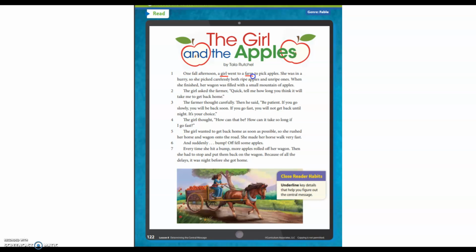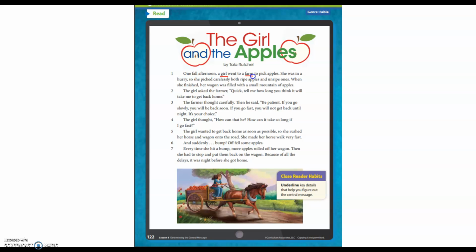The girl thought, "How can that be? How can it take so long if I go fast?" The girl wanted to get back home as soon as possible, so she rushed her horse and wagon onto the road. She made her horse walk very fast, and suddenly, bump, off fell some apples. Every time she hit a bump, more apples rolled off her wagon. Then she had to stop and put them back on the wagon. Because of all the delays, it was night before she got home.